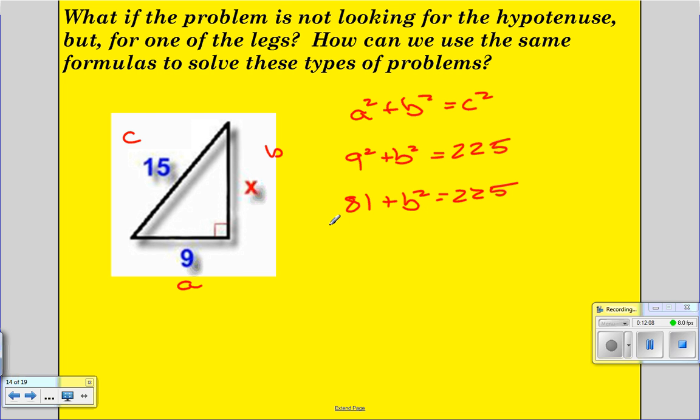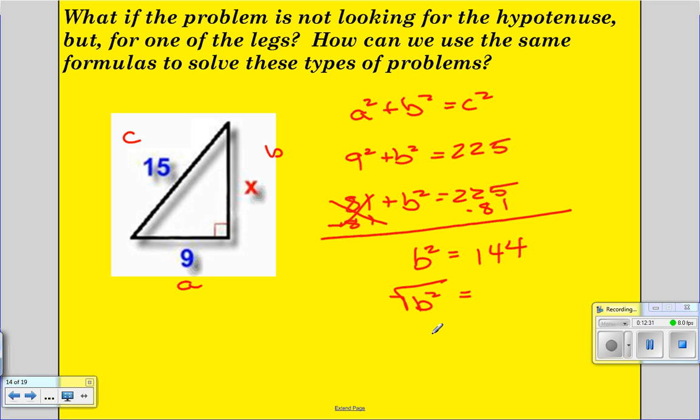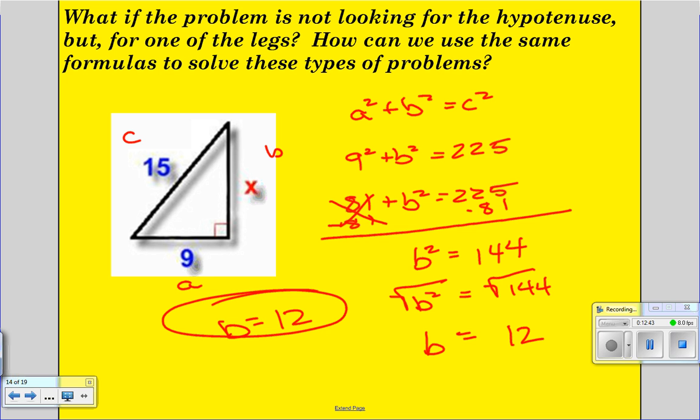We have to get rid of the positive 81. Let's subtract it away. Okay, this cancels each other out. A positive and a negative makes 0. B squared equals 144. So now we're going to look for the square root of b squared. That will be b. And the square root of 144, which is 12. So side B here is equal to 12 in this case.